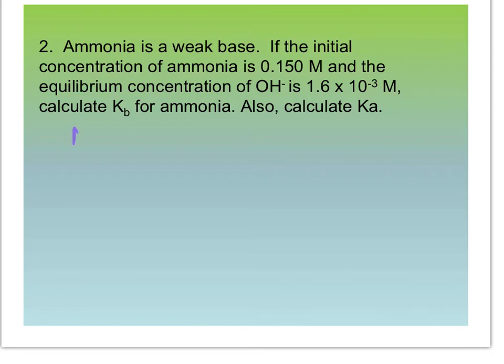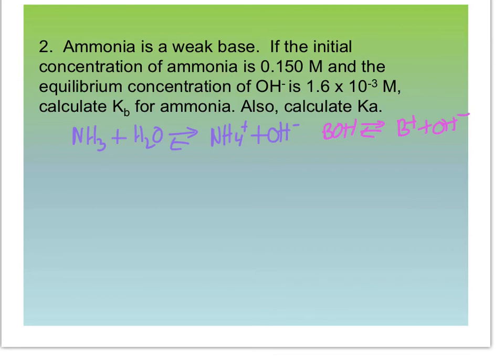So ammonia is NH3. When I put that in water, I get NH4 plus and OH minus. Now, if you don't like that, you could do the generic equation, so BOH plus water. Or, I guess you don't need to do the plus water. You can, but you don't have to. B plus and OH minus. Either one. Then you write your Kb expression.